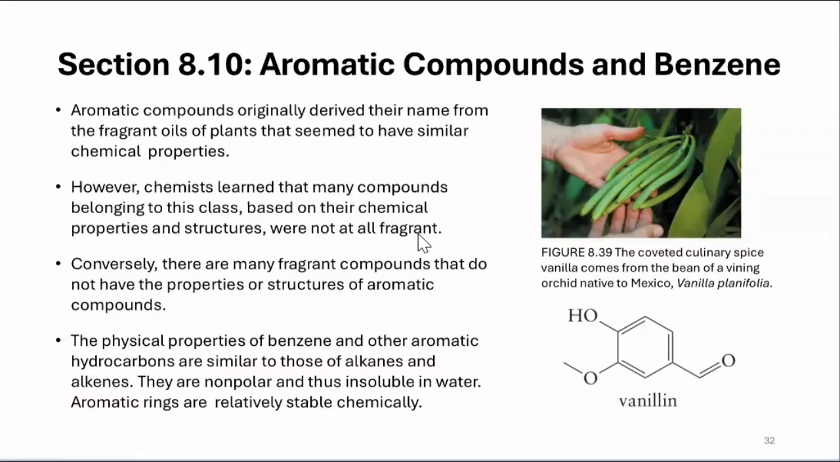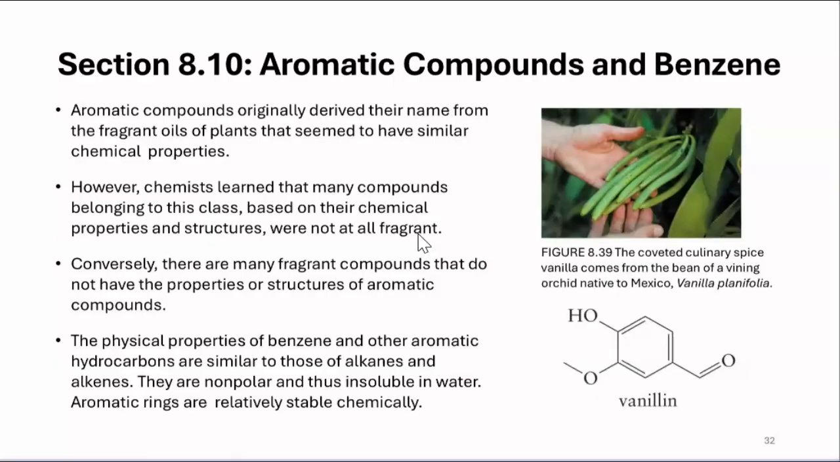Now we're going to learn about the last type of unsaturated hydrocarbon, in other words, aromatic compounds. This functional group originally derived its name from the fragrances of oils from plants. And it seemed that they had similar chemical properties. However, chemists learned that many compounds belonging to this class were not fragrant at all.